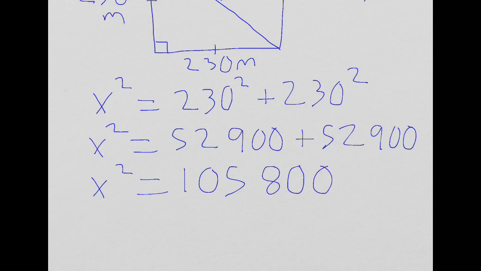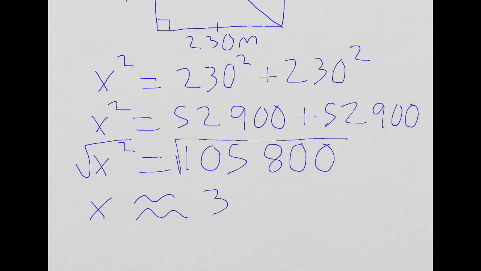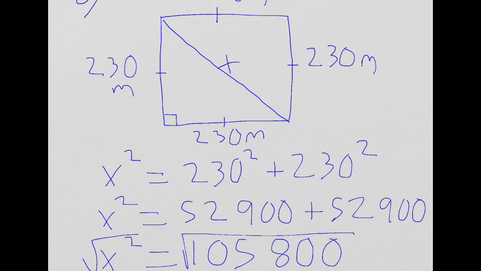Now that's what x squared is. We want to know the value of x. So I will take the square root of both sides, and I'm definitely using a calculator to get this. The square root of x squared is x. 105,800 is not a perfect square, so this will be approximately 325.3 meters. Make sure I get my decimal in there. So that hypotenuse is 325.3 meters. That's the length of that diagonal, and that should be the longest part.